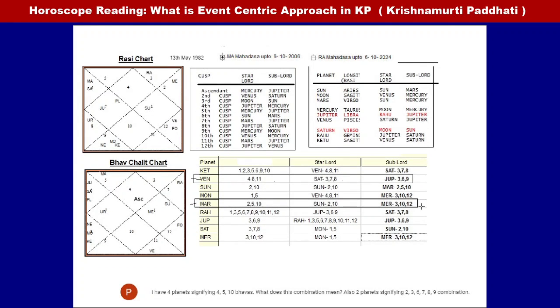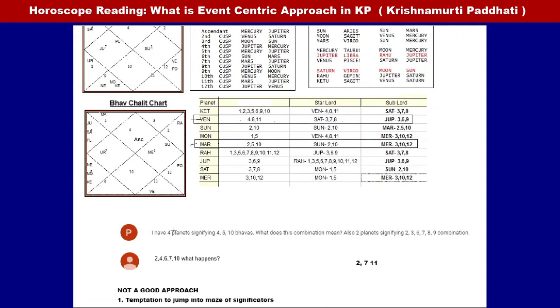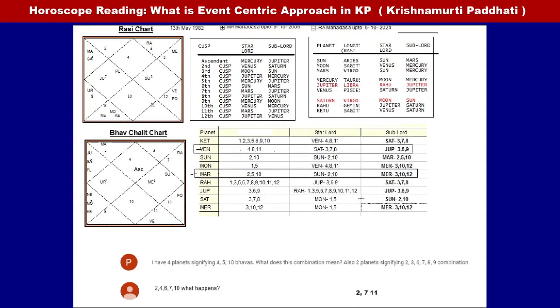And this is where, when you have so many significators and so many combinations of house grouping that could emerge out of the dasha lord and the bhukti lord, then you have this kind of questions. What happens when you have 2, 4, 6, 7, 10, or I have four planets signifying 4, 5, and 10. Wow, this is not a very good approach for analyzing a horoscope using Krishnamurti Paddhati. Even a very standard combination could mean so many things in KP.